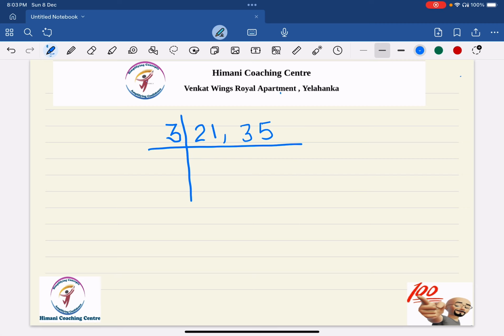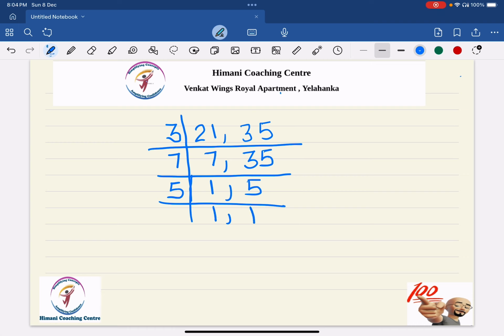Okay, 21 is divisible, let us divide by 3, you get 7. 35 is not divisible, keep it as 35. Now if you know the table of 7, you will figure out that 7 divided by itself would be 1. 35 divided by 7 is going to give us 5. And now what will we do? Divide by 5 because 5 is a prime number. So the LCM of 21 and 35 is 3 times 7 times 5.